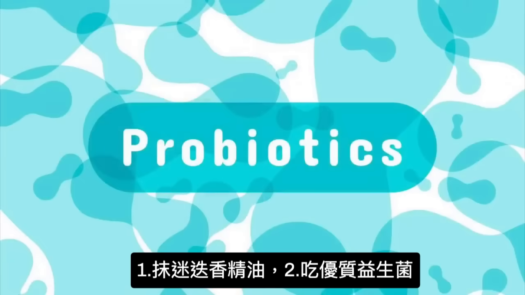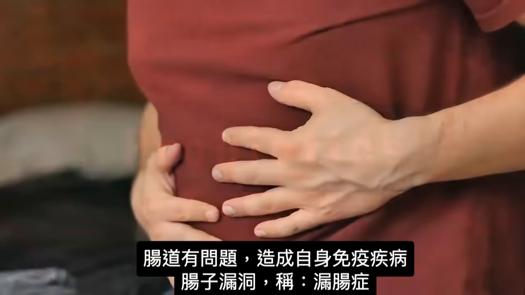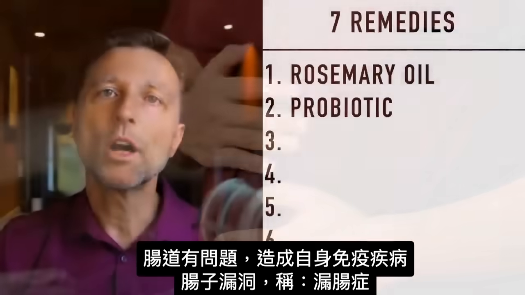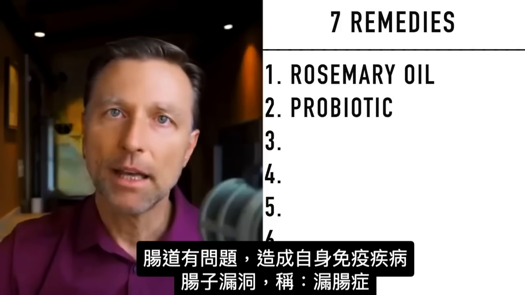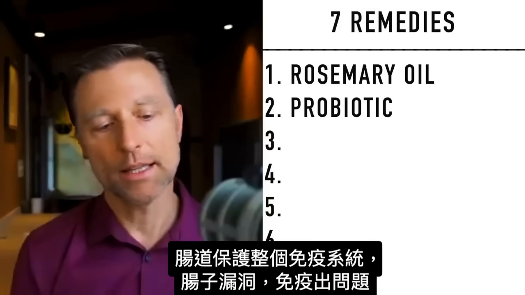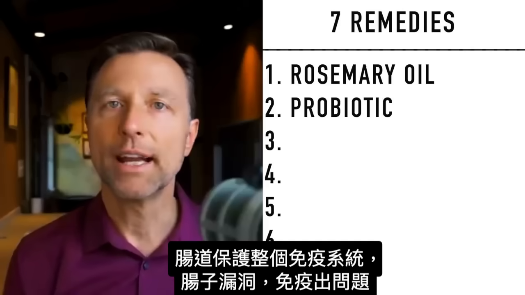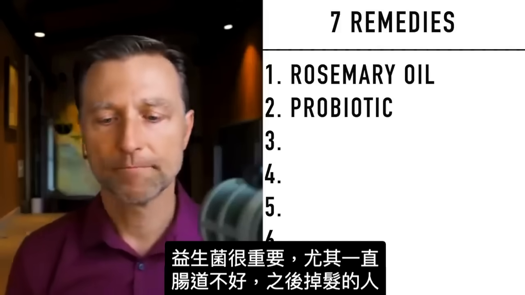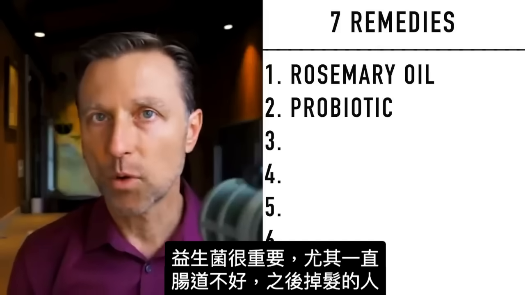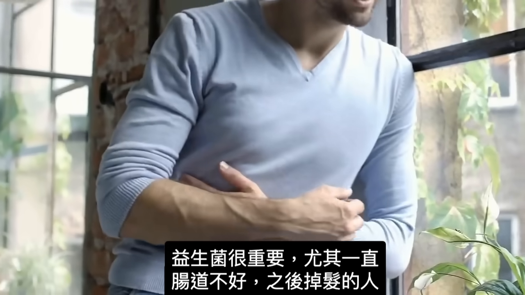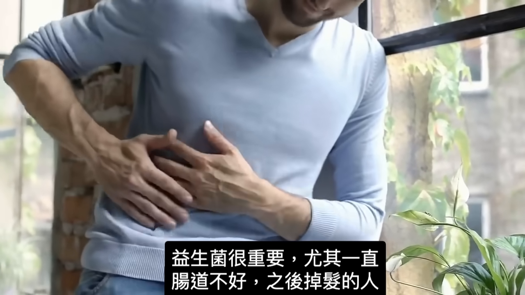Number 2 is taking a really good probiotic. Why? Because in many autoimmune conditions, it starts in your gut. Your gut becomes too permeable. It's called leaky gut. And you have the entire immune system right behind the barrier. And certain things get in there and you start creating all sorts of issues immune-wise. So a probiotic is very important, especially if you have a history of gut problems that occurred just before you started developing this hair issue.